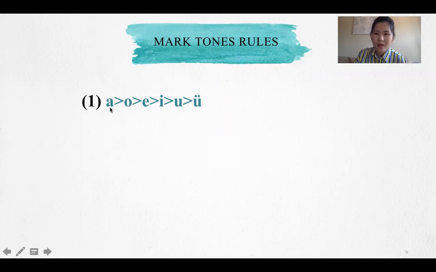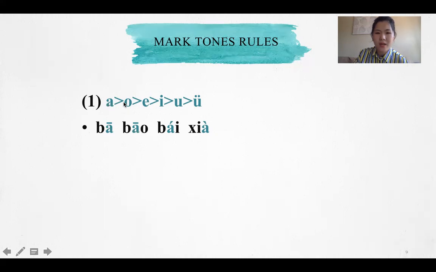So if you see A in it, A first. If there's no A, you find if there's O, and you put it on O. But if there is no O, you put it on E, and then if there's no E, put it on I, and then U, and then Ü. Okay, for example, 波啊吧吧 and there is only one final, it's a, right? So you put it on top of it, no problem. But this one, bao, you have a and o together. Because you have a and o, a is first, so you put it on a.